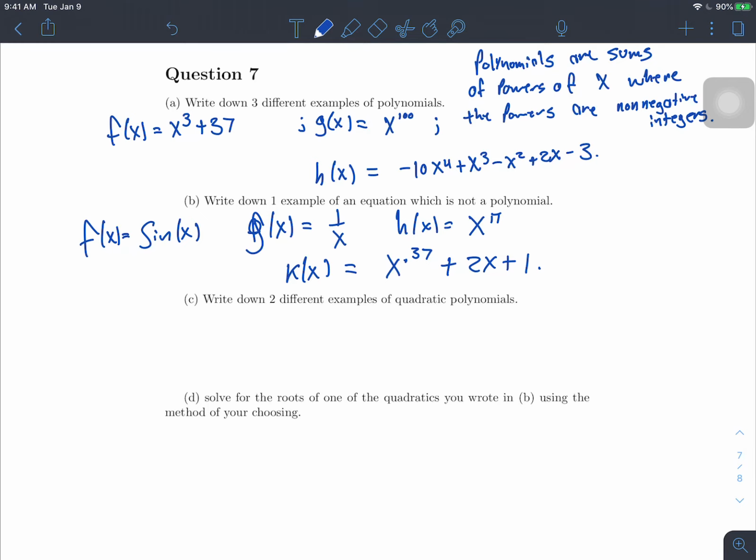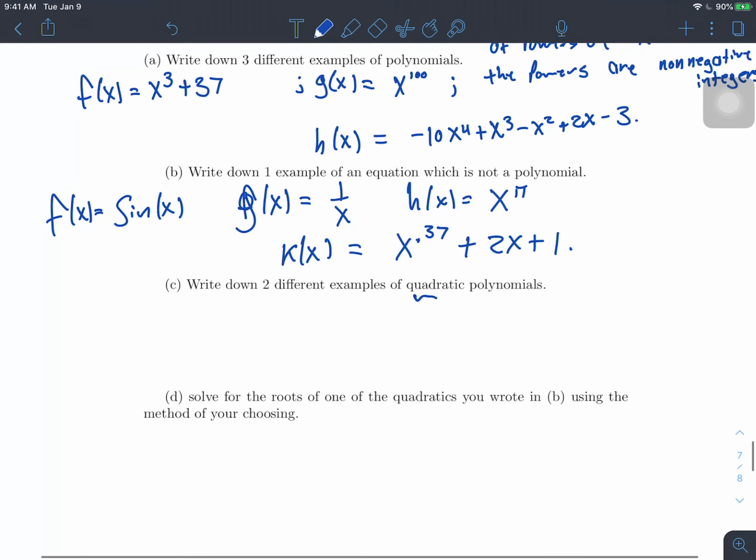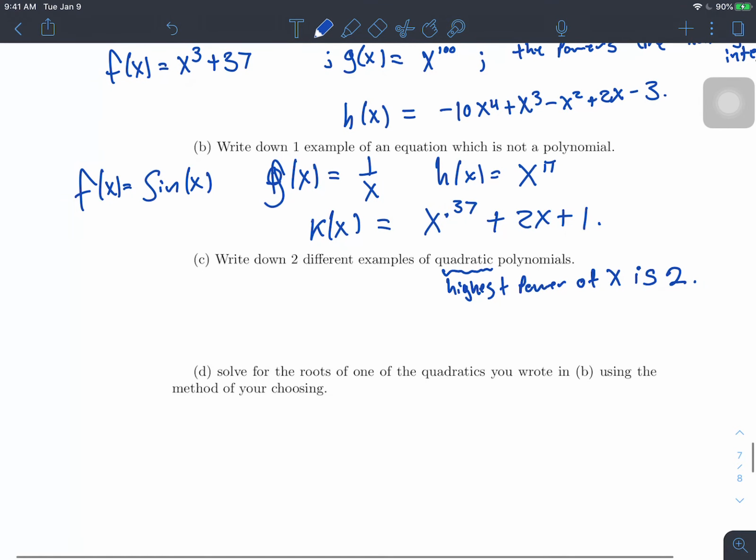Okay, now we want to write down two different examples of quadratic polynomials. Okay, well, quadratic just means highest power of x is 2. So we could have one like x squared plus 2x plus 1. That's a quadratic.